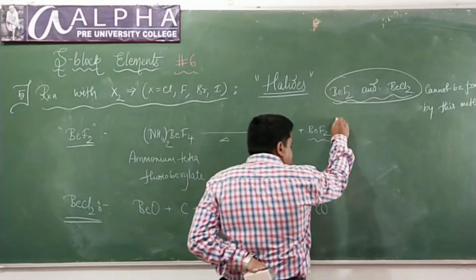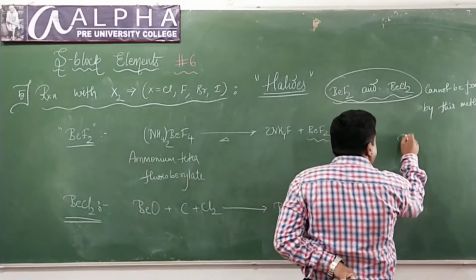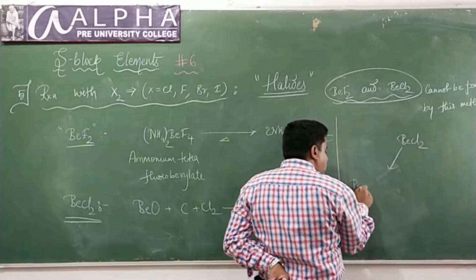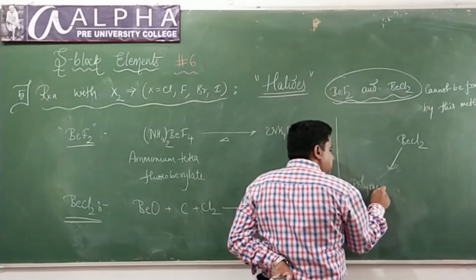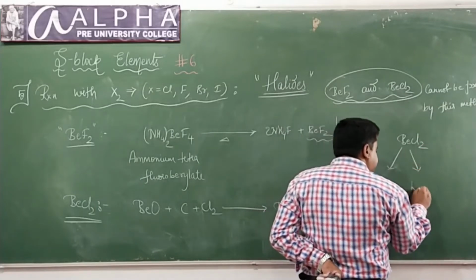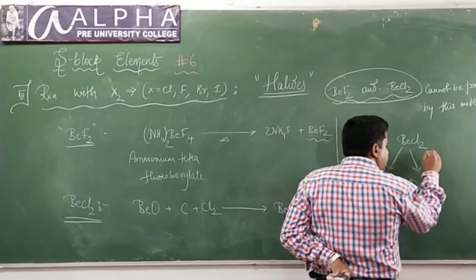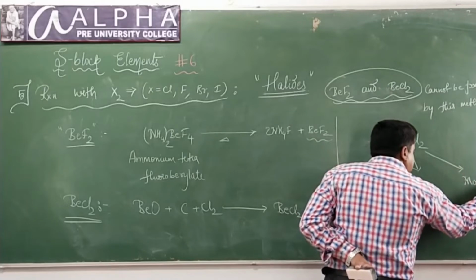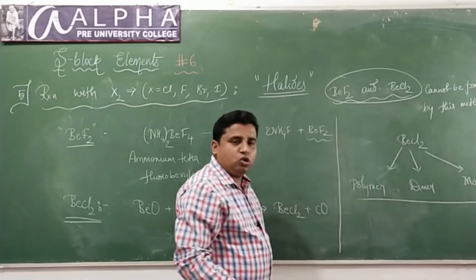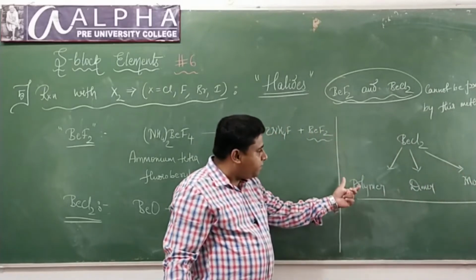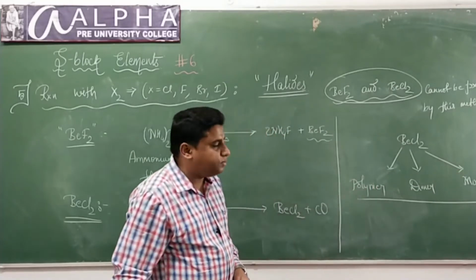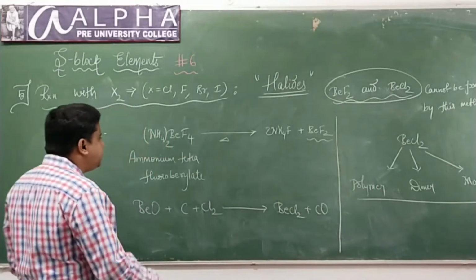And understand one more thing, beryllium chloride exists as a polymer, a dimer as well as a monomer. Okay, yes, beryllium chloride exists as a polymer, a dimer as well as what? A monomer.